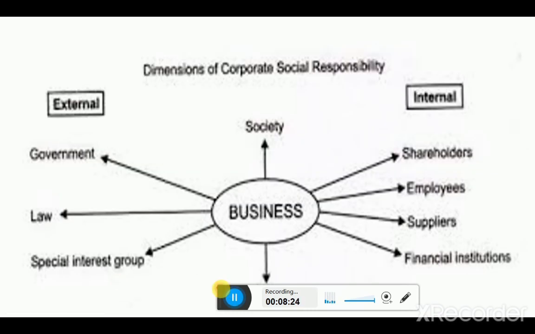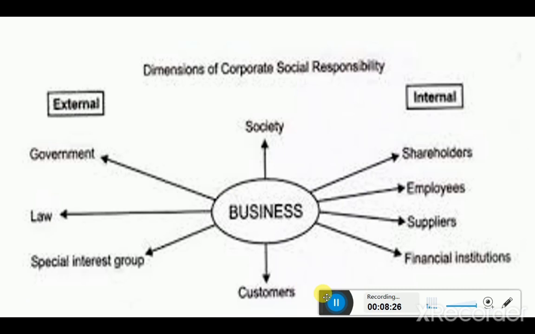Now we are going to discuss some dimensions of corporate social responsibility. We have the external dimension of corporate social responsibility, and we have the internal dimension of corporate social responsibility.